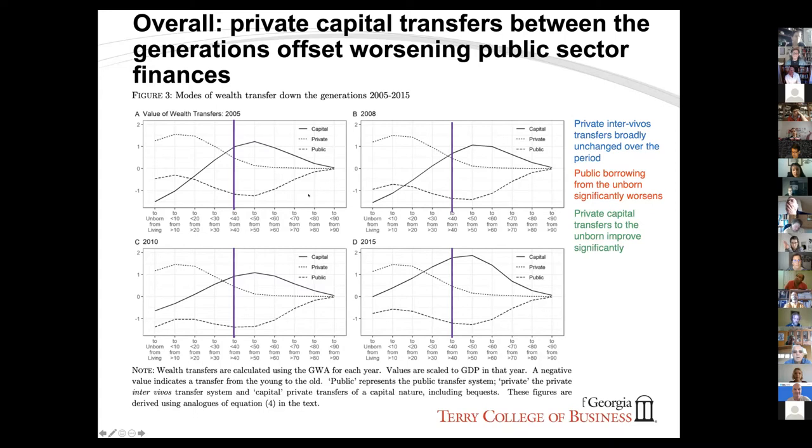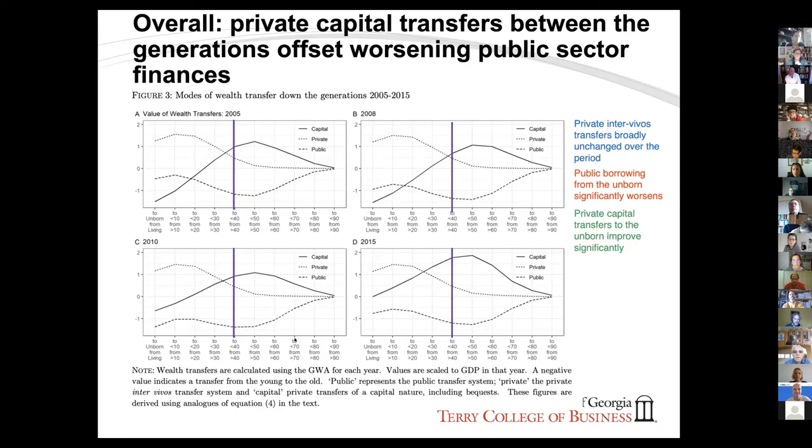But what you do see is a big change in the public transfers. And so what you see is that there's been a dramatic increase in the public sector debt that's being passed to the young. It started off over here at about minus 50% of GDP. By 2008, it was minus 100% of GDP. By 2010, it was 150% of GDP. And by 2015, as a result of austerity and projected austerity, it had fallen back down to about 75% of GDP. And that shows the decline in public wealth being borne largely by the young.